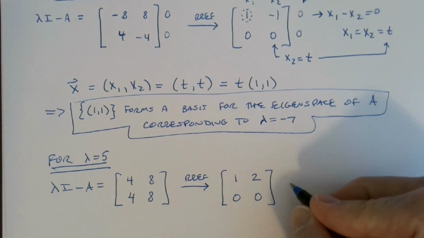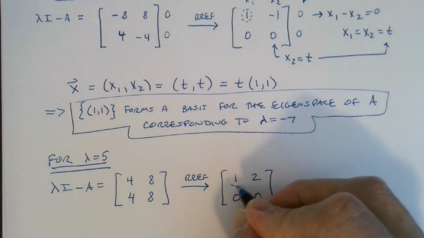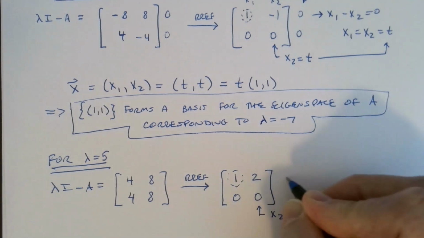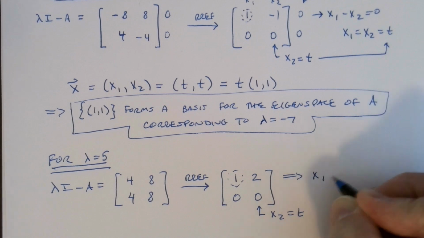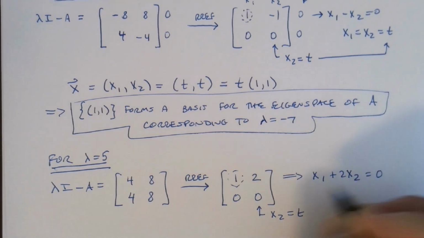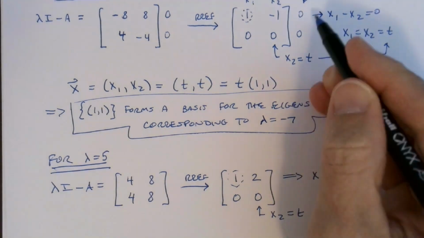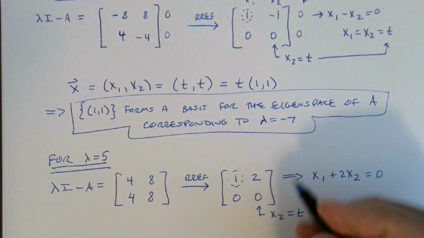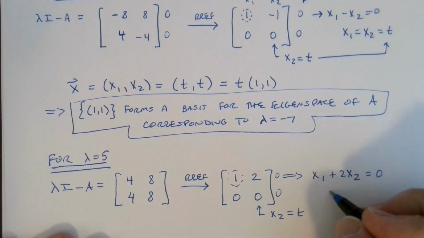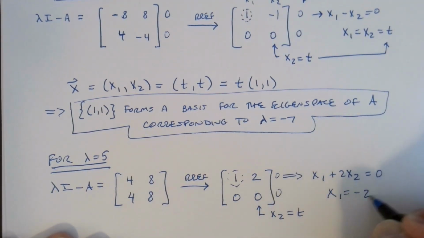Okay. So again, there's my leading one. Again, x sub 2 is a free variable. And this first equation is x sub 1 plus 2 x sub 2 equals 0. Now, where did that 0 come from? Remember, I'm not writing my constants out. I'm just looking at the coefficient matrix. So keep that in mind. There's still zeros there in the augmented matrix. So x1 is -2x2 or -2t.